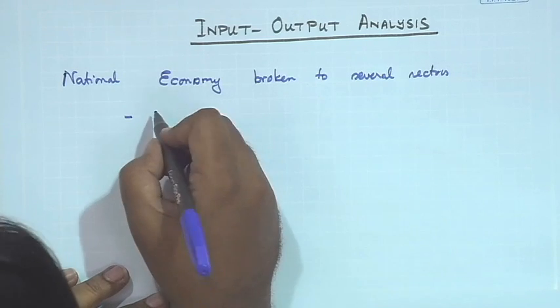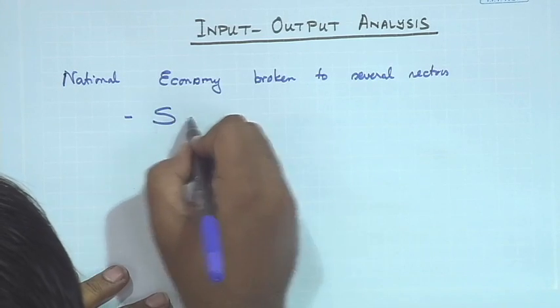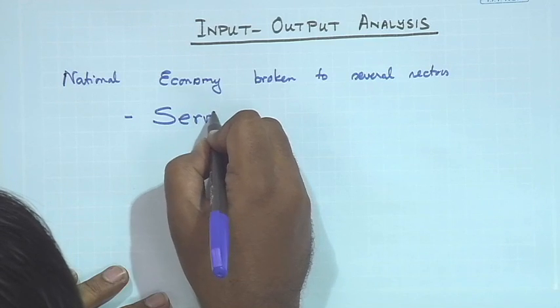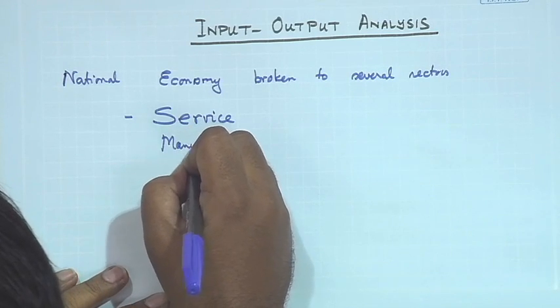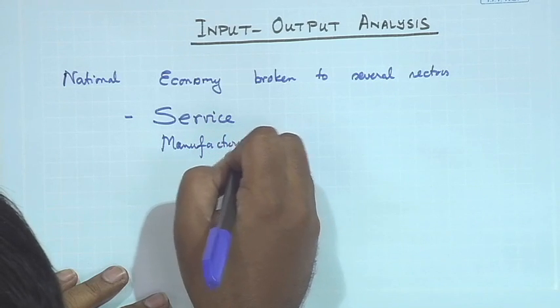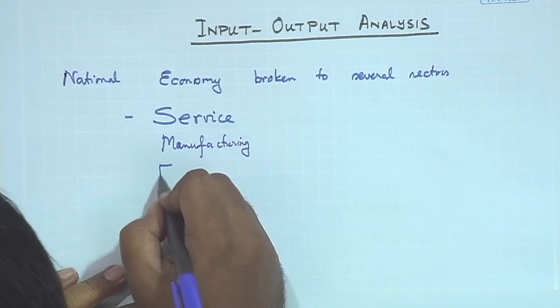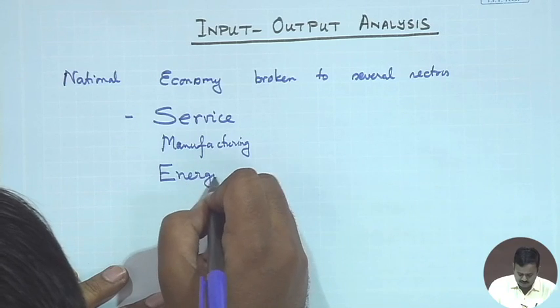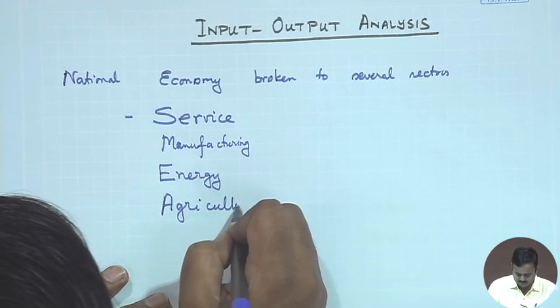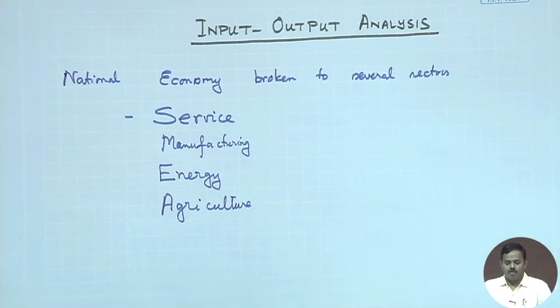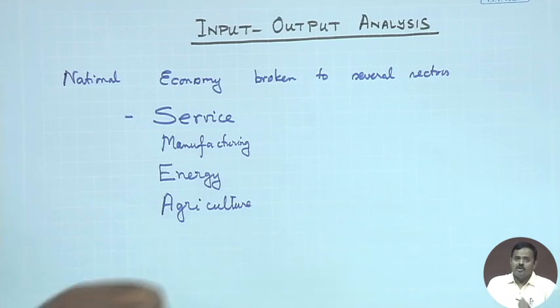Let us take India, for example, and I will take 4 such sectors: service, manufacturing, energy, because that is what we are talking about here, and since it is India, we will take agriculture. Okay. 4 major sectors. When we talk about service, we will talk about any service industry like banking, post office, and so on.